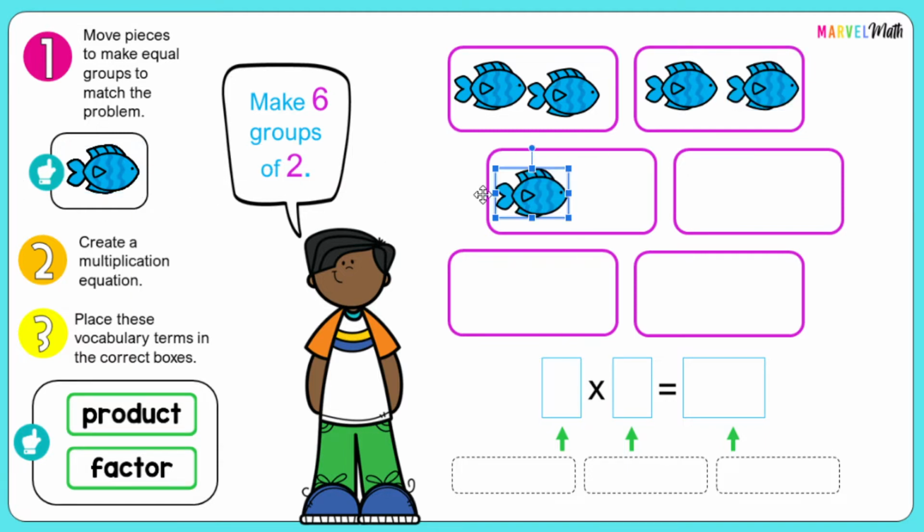So whenever we multiply, we're making equal groups. So every group needs to have the same amount inside.